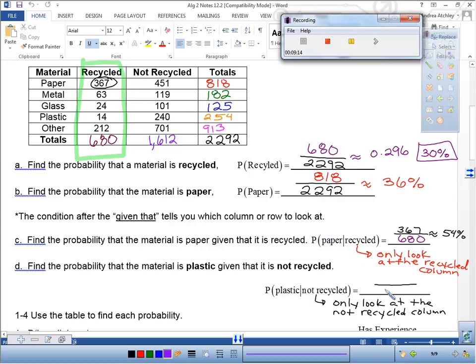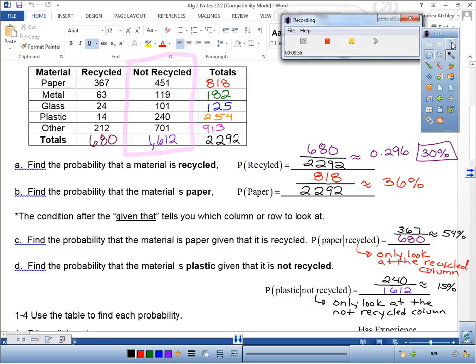That's 1,612. I'm looking at not the recycled anymore. But the not recycled, which is plastic, which is 240. In class, what percentage is that? 15%. Any questions over that? Okay.